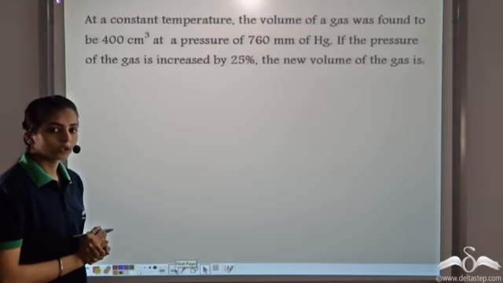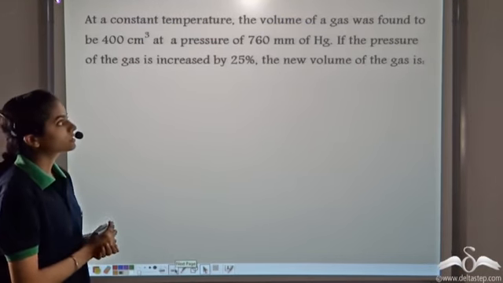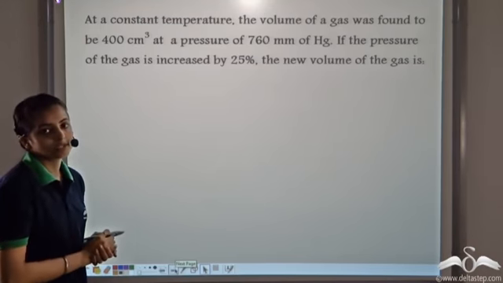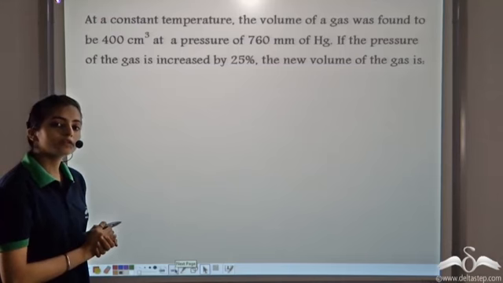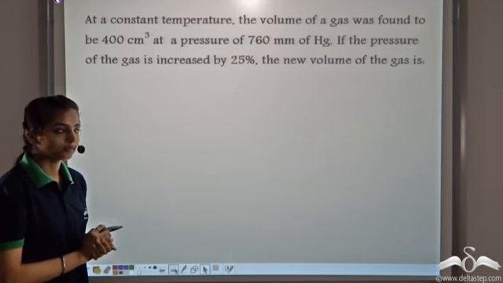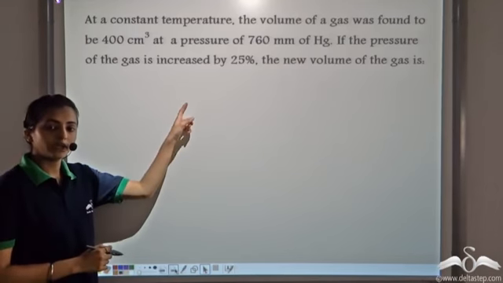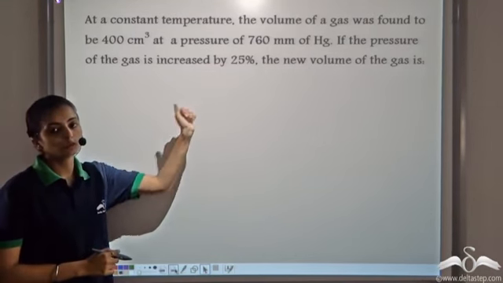Now let's try to solve a question. At a constant temperature, the volume of a gas was found to be 400 centimeter cube at a pressure of 760 millimeters of mercury. If the pressure of the gas is increased by 25%, what should be the new volume?